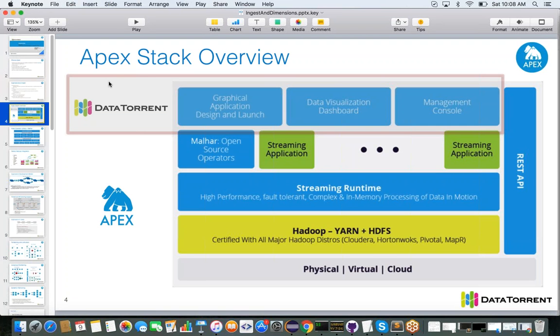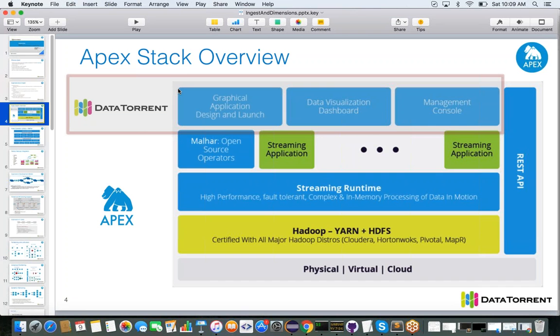On top of the streaming runtime, you would have the Malhar open source operators, which are compatible with the streaming runtime, and you would pull in Malhar open source operators to assemble your streaming application running at this layer. On top of these, DataTorrent gives your RTS Enterprise Edition, which focuses on making things in terms of application development and operations easier.